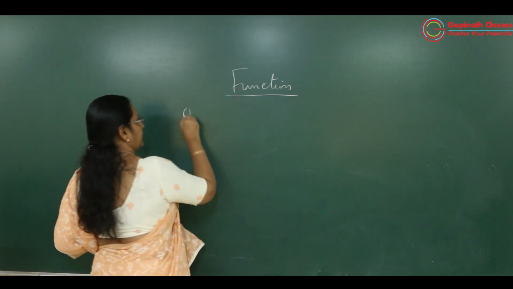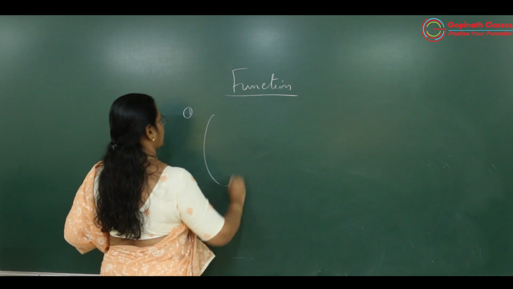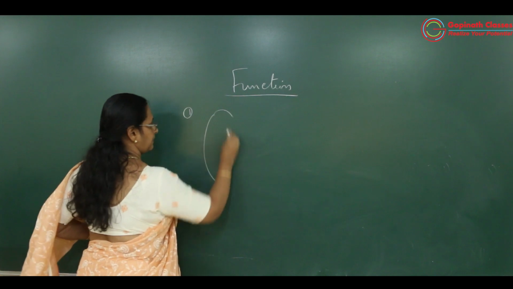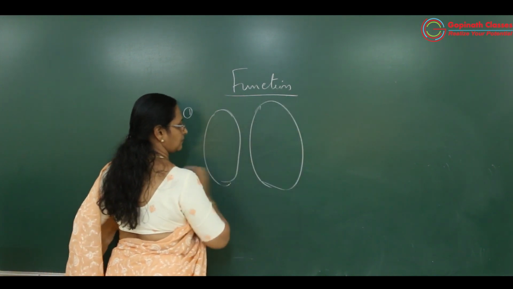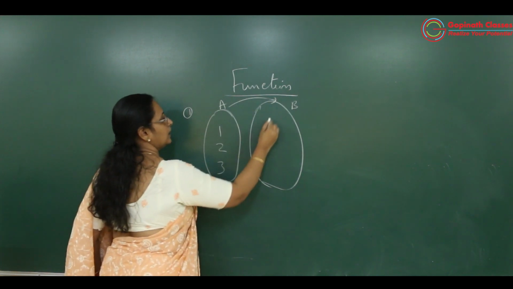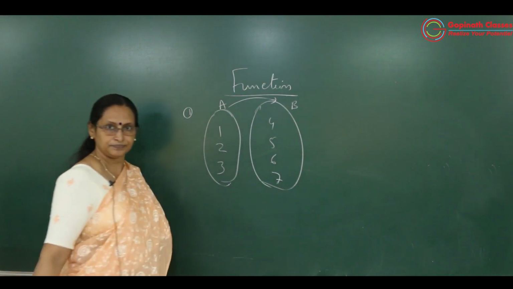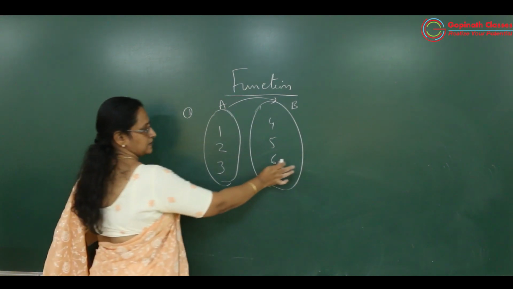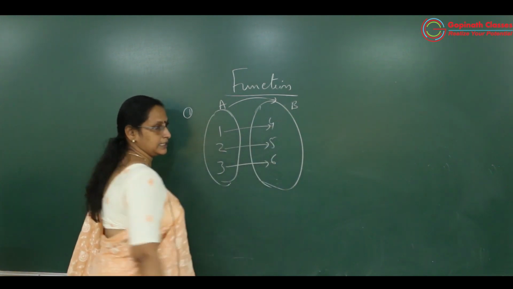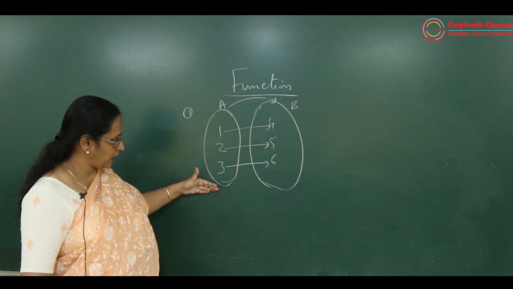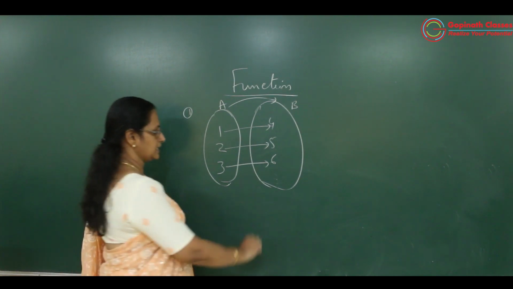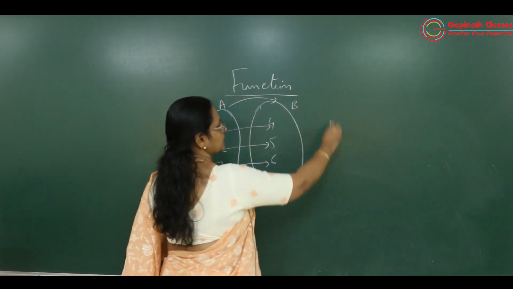Let's come to the first example. Let me consider a relation from A to B. I have 1, 2, 3 in A and 4, 5, 6 in B. 1 is related with 4, 2 is related with 5 and 3 is related with 6. Every element of A has a unique element in B. Is it a function? Yes, this relation is a function.